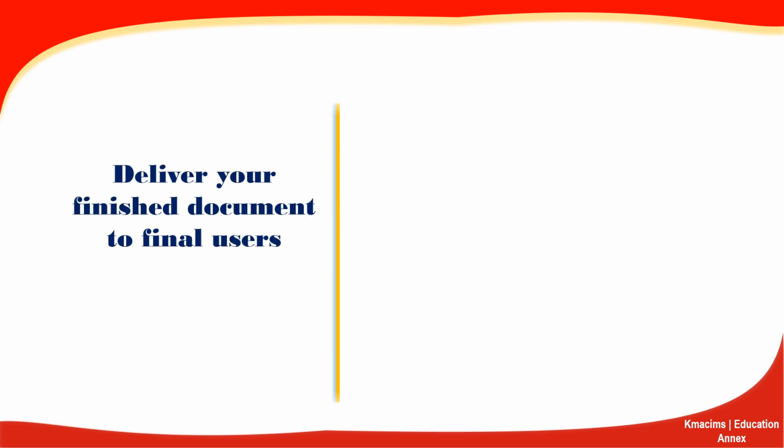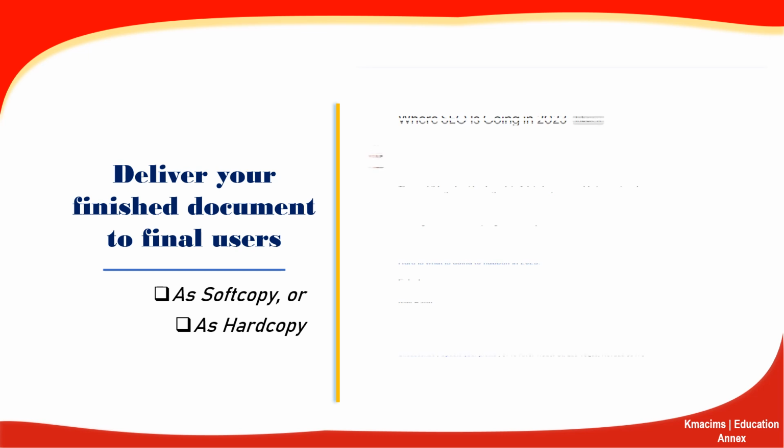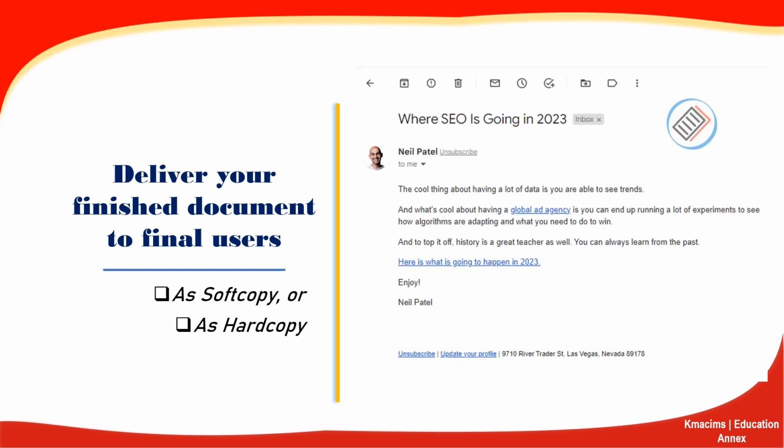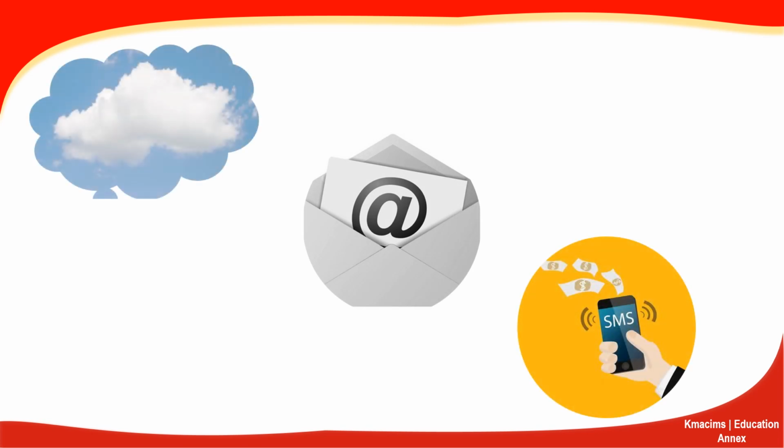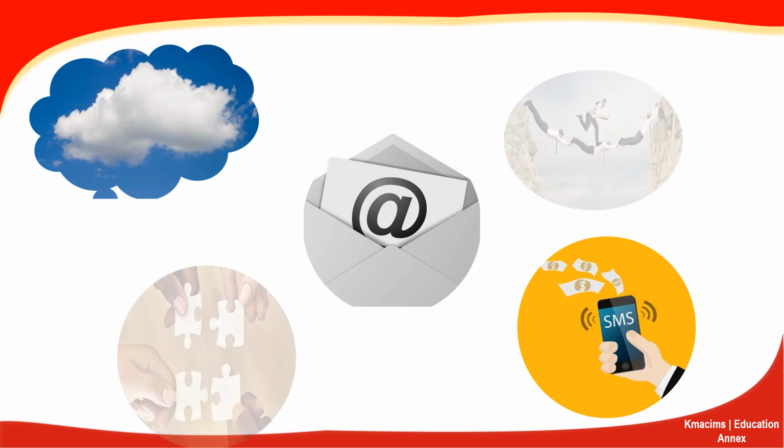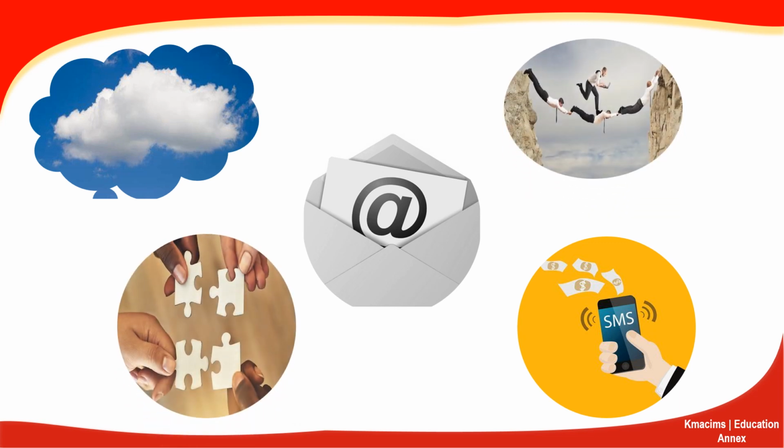There are two major ways to get your document to the final user. They include through a soft copy or through a hard copy. A soft copy is the modern way of sharing and delivering information easily using ICT gadgets. Information can be delivered through emails, SMS, cloud, etc.